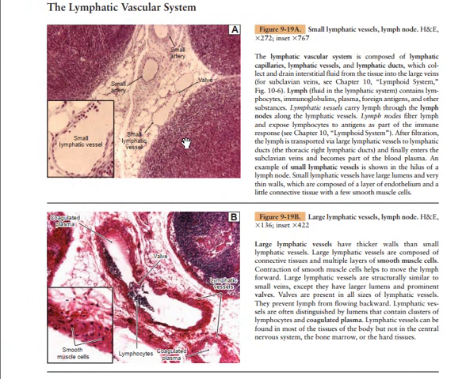Now we have the lymphatic vascular system. The lymphatic vascular system is composed of, as I've already said, lymphatic capillaries, lymphatic vessels, and then lymphatic ducts. So these are the small lymphatic vessels that you see here.